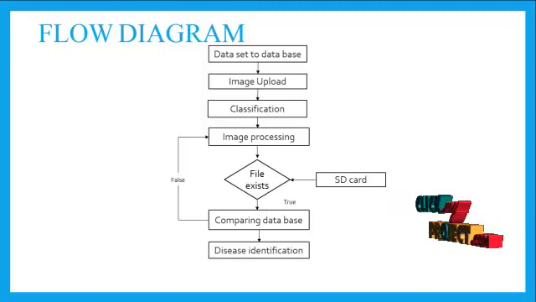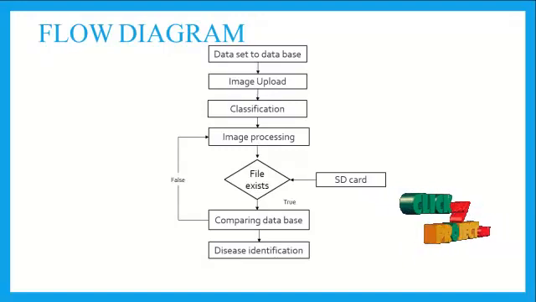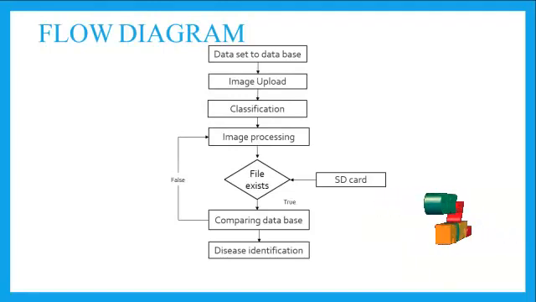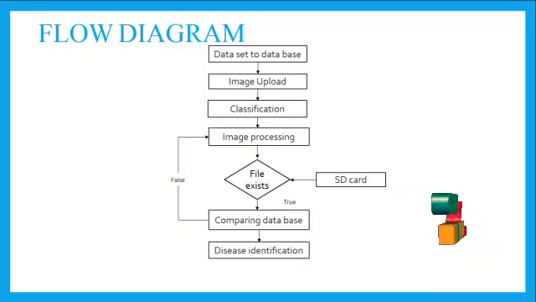If it is true, we have to identify the leaf disease and produce the name of the disease as well as the leaf. If false, the image processing is done once again, and all the processes, that is file comparison and disease identification, are done again.